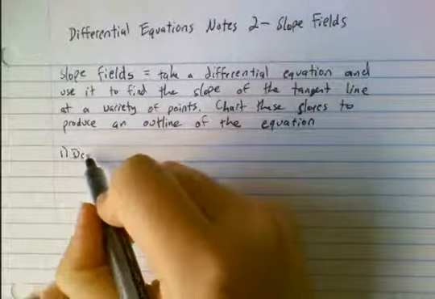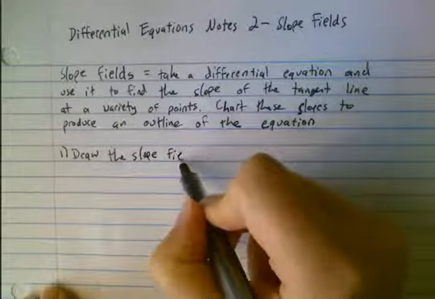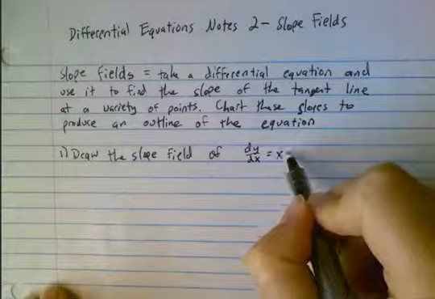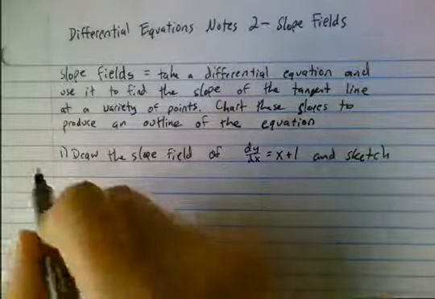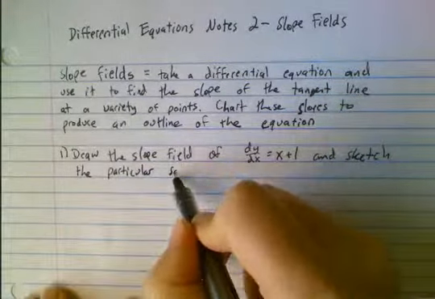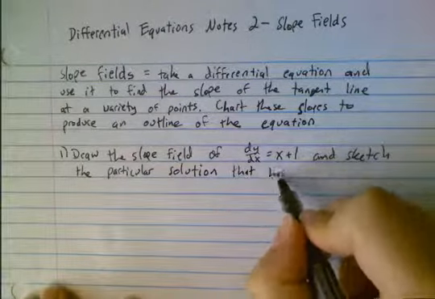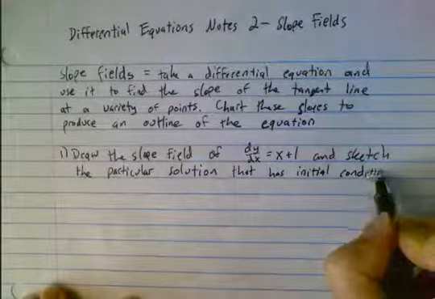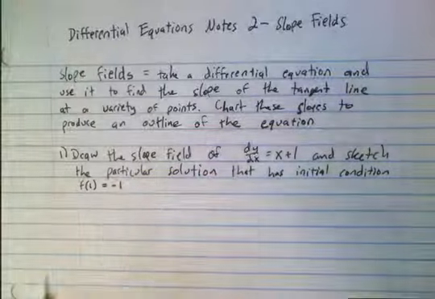So draw the slope field of dy dx equals x plus 1 and sketch the particular solution that has initial condition f of 1 equals negative 1.